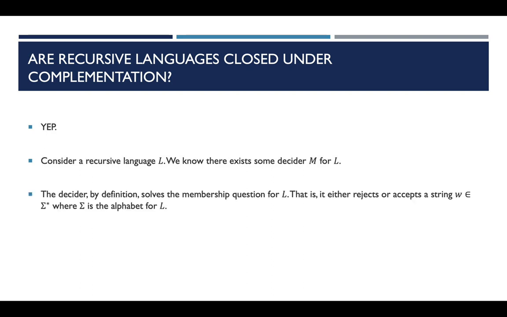On the other side, can we show that recursive languages are closed under complementation? Instead of having recursively enumerable languages, if I take the complement of a recursive language, can I show that there is a decider for that complement? Yes, I absolutely can. If I consider a recursive language L, any L, we know that there exists not only an acceptor, but also a decider for L, and we're just going to call it M. The decider, by definition, is going to solve the membership question.